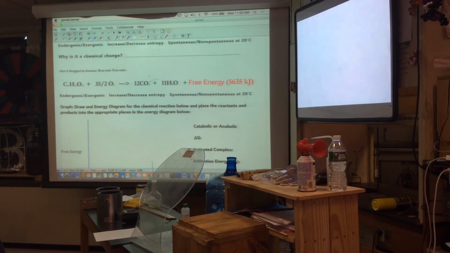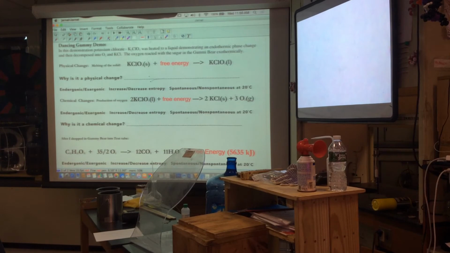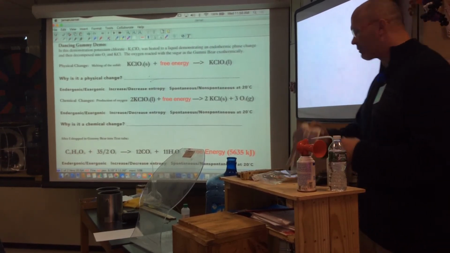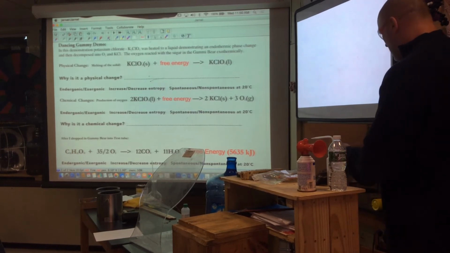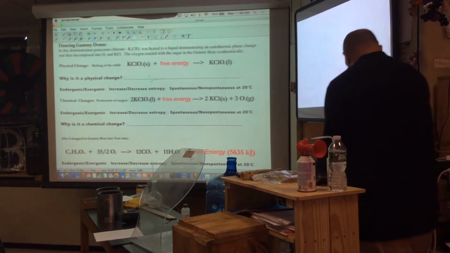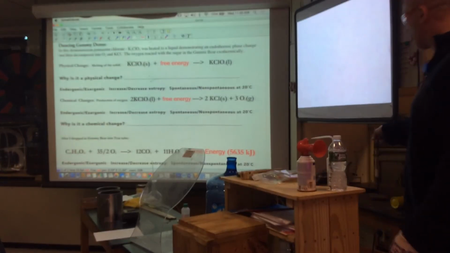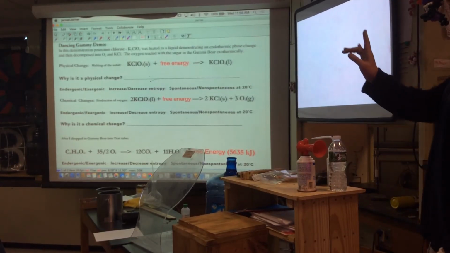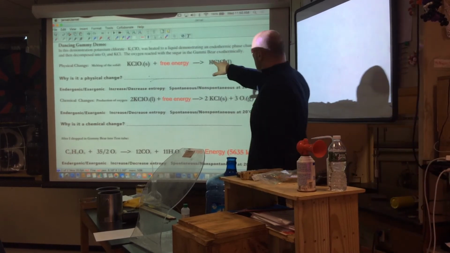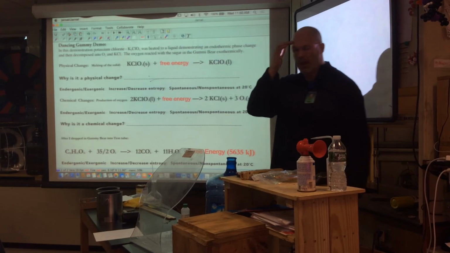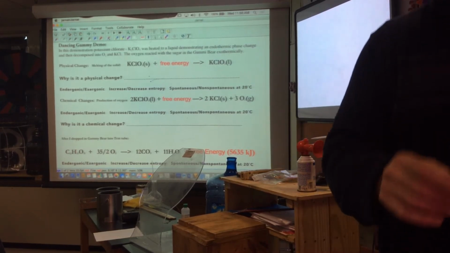In this reaction here, I'm going to melt some potassium chlorate. Now, when I melt that, I'm going to have to use some heat or some MAP gas that likes to combust. So right here, I have some potassium chlorate. Now, I'm going to melt it, KClO3 solid into KClO3 liquid. I'm going from solid to liquid, yeah? Now, is that a chemical or physical change, you think?